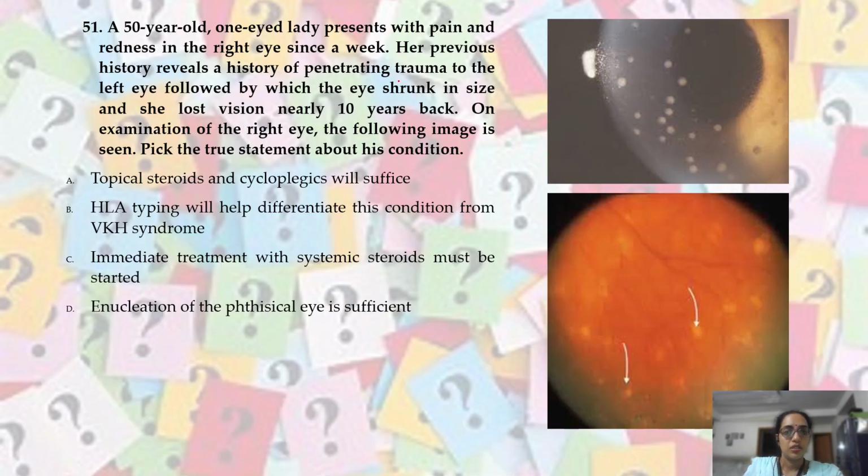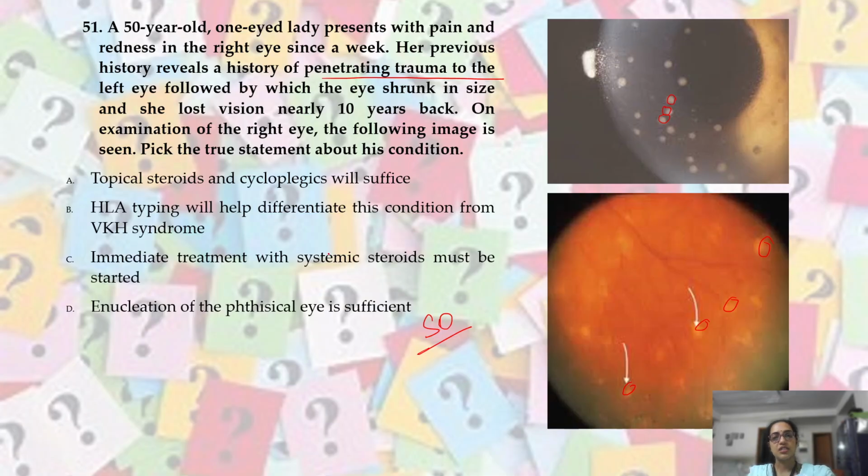A 50-year-old one-eyed lady presents with pain and redness in the right eye since a week. A previous history reveals penetrating trauma to the left eye, following which the eye shrunk in size and she lost vision nearly 10 years back. On examination, the following image is seen. So what do you see here? You see some big granulomatous keratic precipitates, some amount of corneal edema. And here you see some yellowish-white lesions in the peripheral fundus. So these are nothing but Dalen-Fuchs nodules and we are dealing with sympathetic ophthalmia.